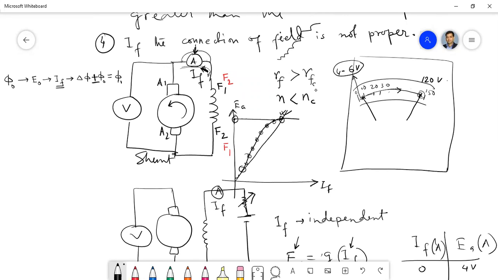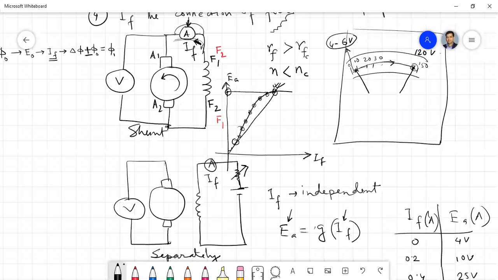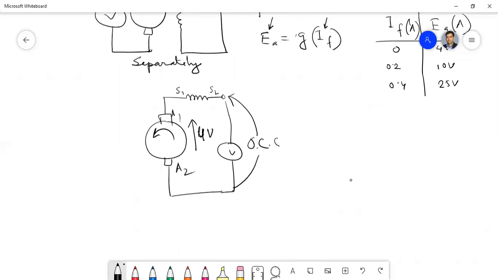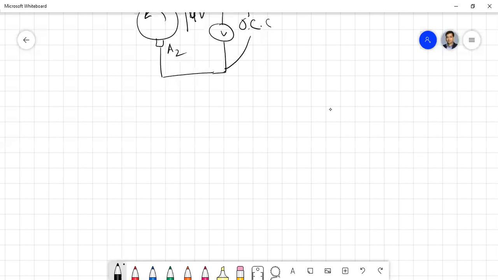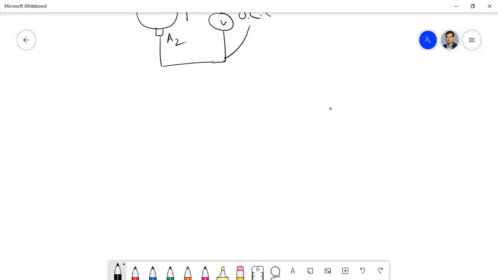Field polarity can be changed, and if we change the field polarity, this problem can go away, which I said before. Okay. So the OCC is over. Then we can go for another characteristic, which is called the external characteristics.